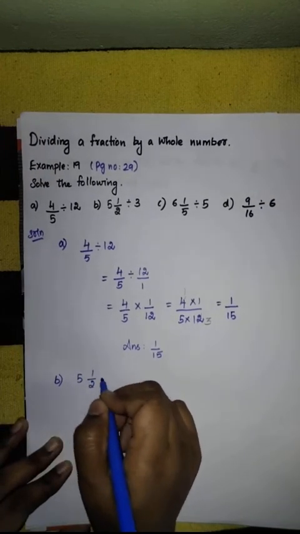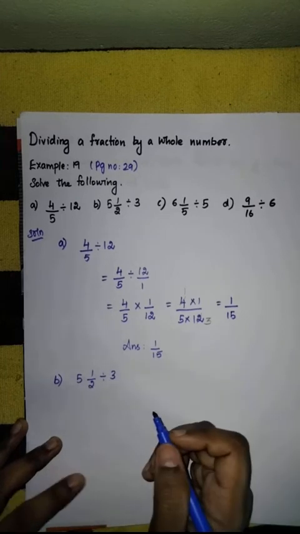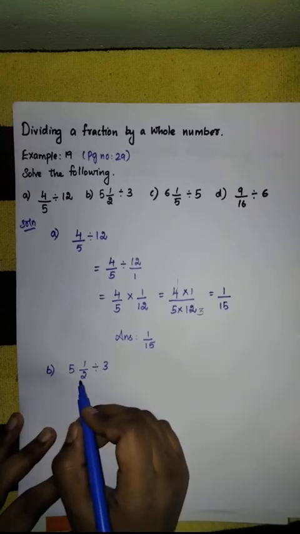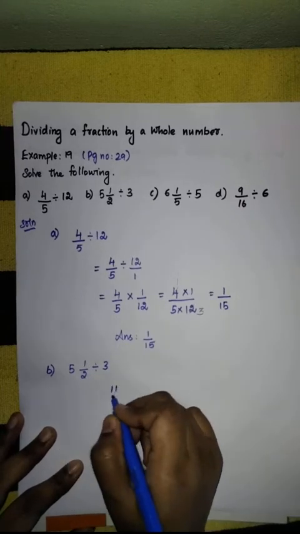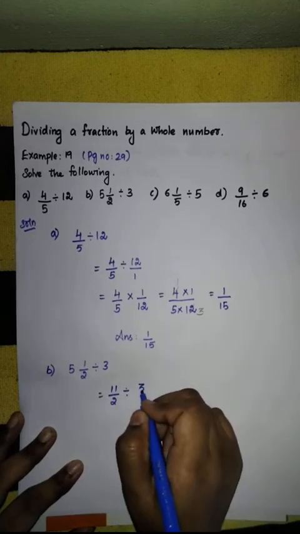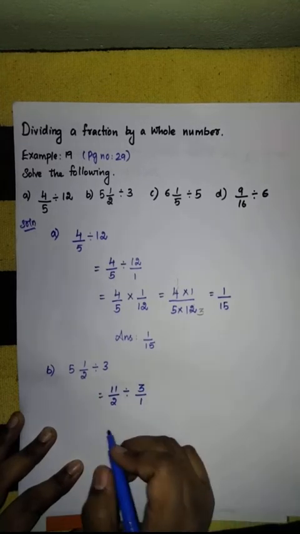5 1/2 divided by 3. First convert this mixed fraction into an improper fraction. 5 2s are 10, 10 plus 1 is 11. So 11/2 divided by, then write the whole number in the form of a fraction, that is 3/1.